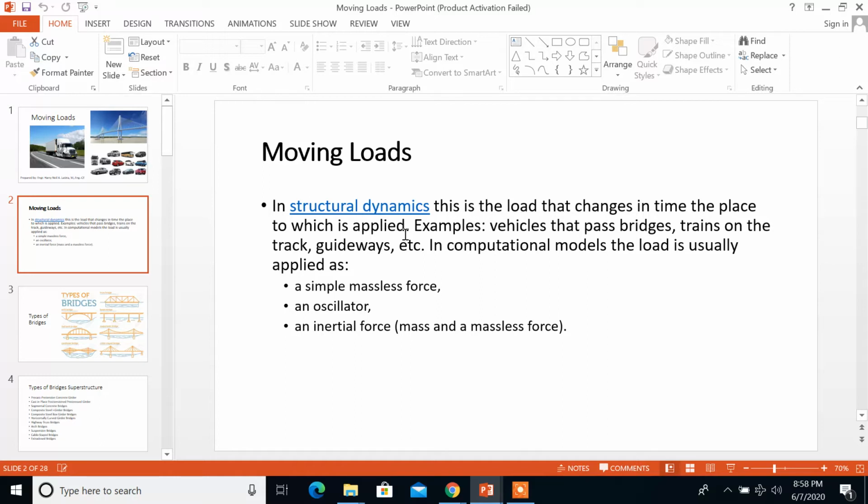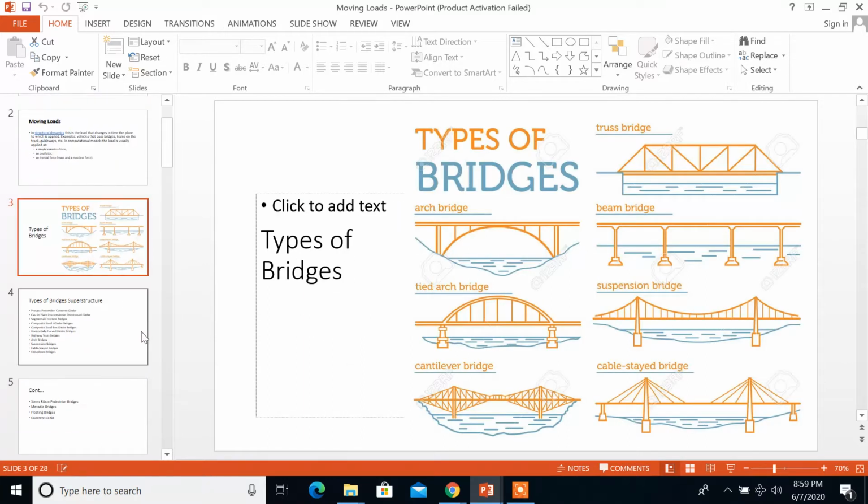Di ba, based from our lectures last time, yung mga loads natin doon is static lang, hindi siya gumagalaw. So, ito, gumagalaw na tayo. Examples of those, yung examples ng gumagalaw na loads is vehicles that pass bridges, trains on the track, guideways, etc. In computational models, the load is usually applied as a simple massless force, then an oscillator, and an inertial force.